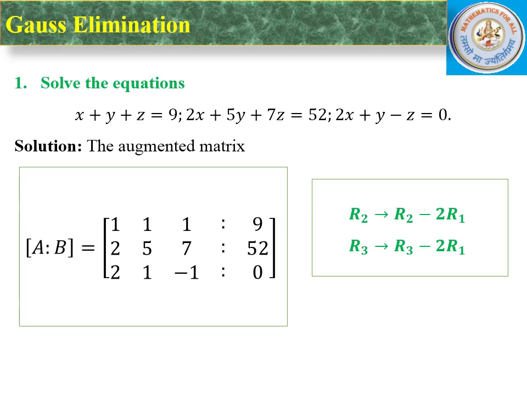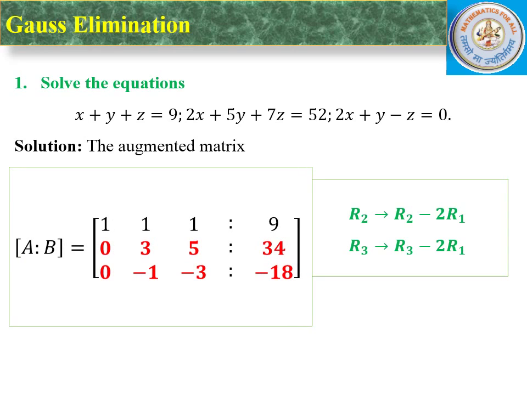In the Gauss elimination, we reduce this augmented matrix [A|B] to its equivalent form. For this, in the first row the first element is 1, and all elements below this one we should make 0. Accordingly we take the operations R2 minus 2R1, and R3 minus 2R1. After doing this operation, the second and third rows will be changed.